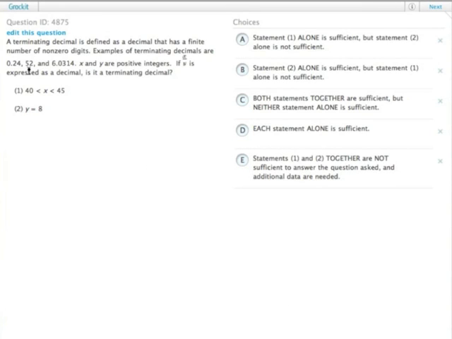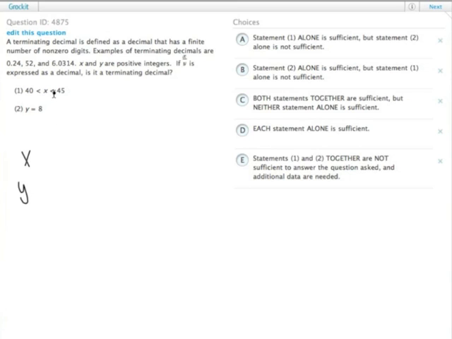A terminating decimal is a decimal that does in fact end. It's not one that kills you. So if x over y is expressed as a decimal, is it a terminating decimal? In order to figure that out, we basically need to know what x and y are. Once we do, we can figure it out.